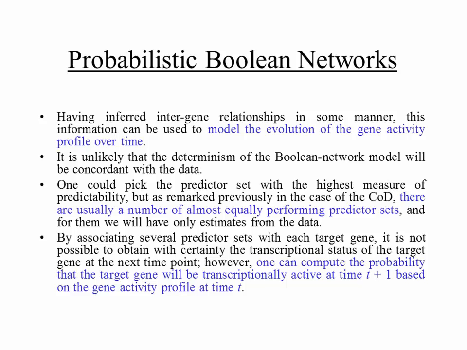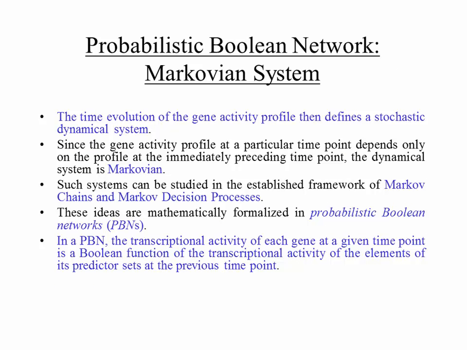So having inferred these intergene relationships in some manner, this information can be used to model the evolution of the gene activity profile over time. And so by associating several predictor sets with each target gene, it is not possible to obtain with certainty the transcriptional status of the target gene at the next time point. However, one can compute the probability that the target gene is going to be transcriptionally active at time t plus 1 based on the gene activity profile at time t. So now it's not a deterministic Boolean network anymore. It's a stochastic dynamical system, a generalization of a Boolean network with stochasticity introduced, and it's called a probabilistic Boolean network.